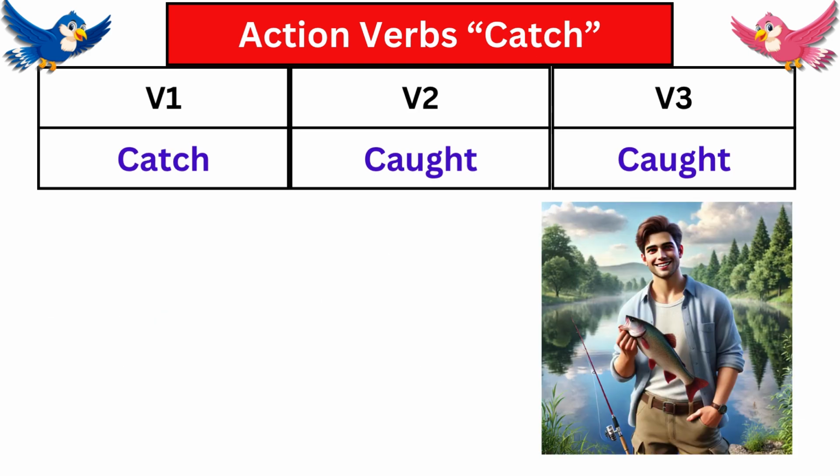Next, let's look at the three forms of the verb. V1: catch, present. V2: caught, past. And V3: caught, past participle. Now, let's use these words in sentences.